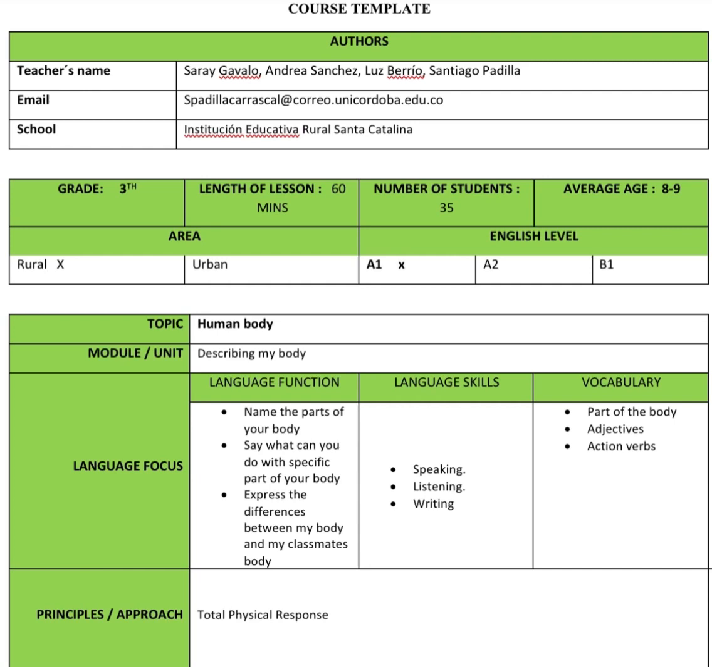In the language function, we find naming the parts of the body, saying what we can do with a specific part of the body, and expressing the difference between my body and my classmate's body. In the language skills, we use speaking, listening, and writing. In the vocabulary, we need to use and learn the parts of the body, adjectives, and action verbs. And the principal approach is total physical response.